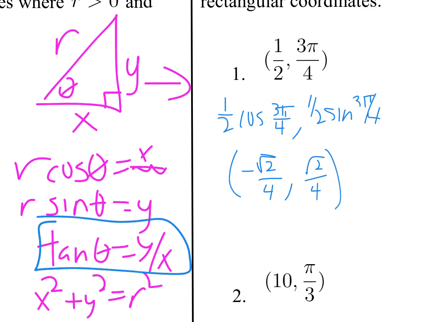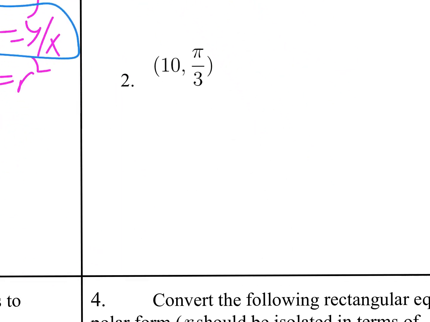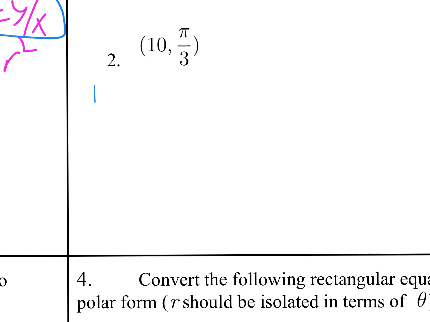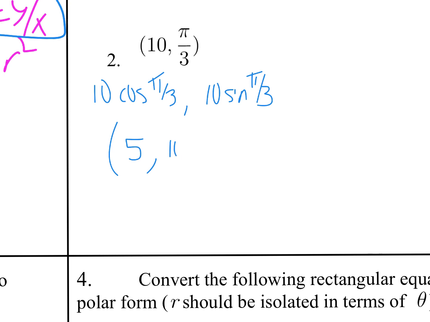Silly goose. And then next one, 10, pi over 3. So r cosine theta, r sine theta. Cosine of pi over 3 is 1/2. Half of 10 is 5. Sine of pi over 3 is root 3 over 2, so that's going to be 10 root 3 over 2. What do we got next?